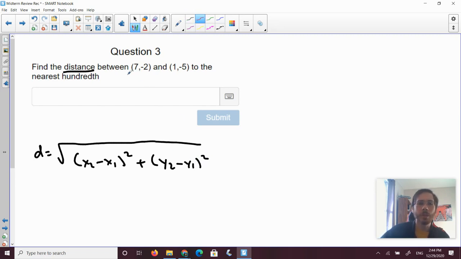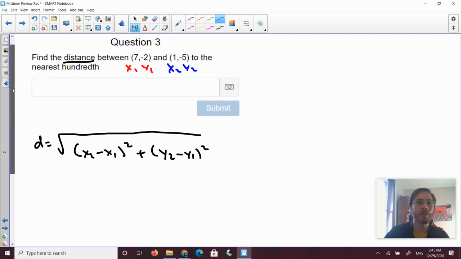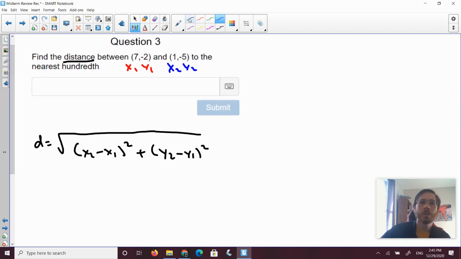So if we look up here, we can label these x1, y1, x2, y2. And we're just going to plop them right into the distance formula. Give myself a little bit of extra space, because the distance formula is a little bit big. So d equals the square root of, I know I'm going to have to put some things in and square them. I'm going to have to put some more things in and square them.